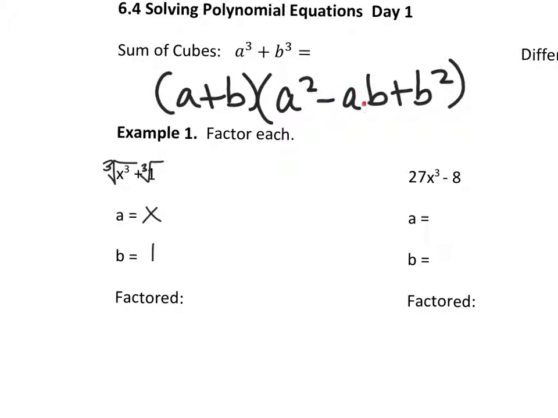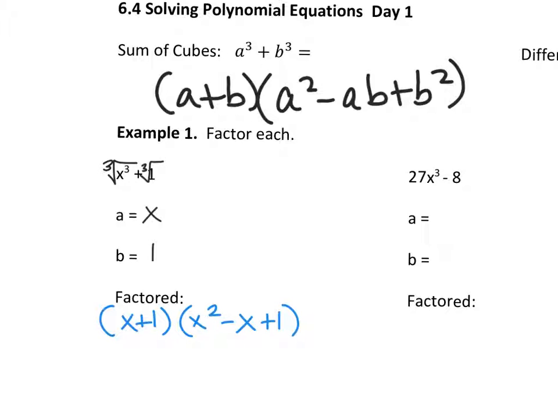Now I'm just going to plug it into this formula. It's going to be a plus b, so x plus 1, parentheses, a squared, which is x squared, minus a times b, which will be x times 1, and then plus b squared, so plus 1. And that's it.